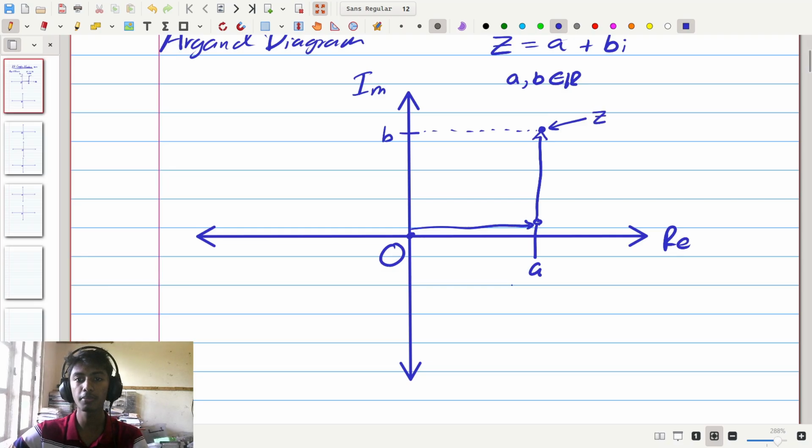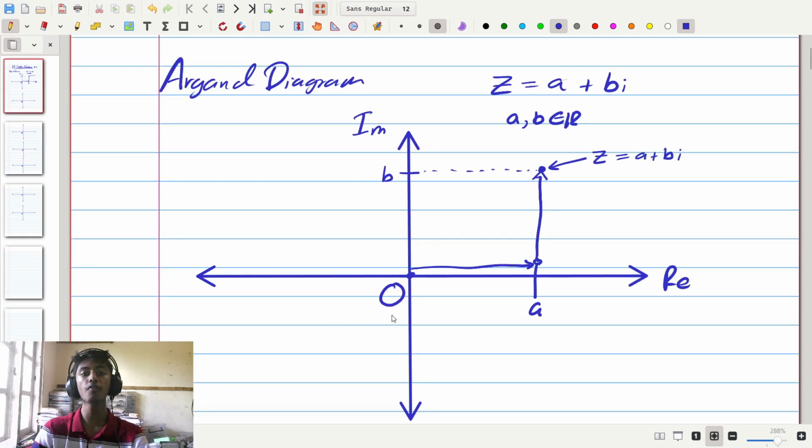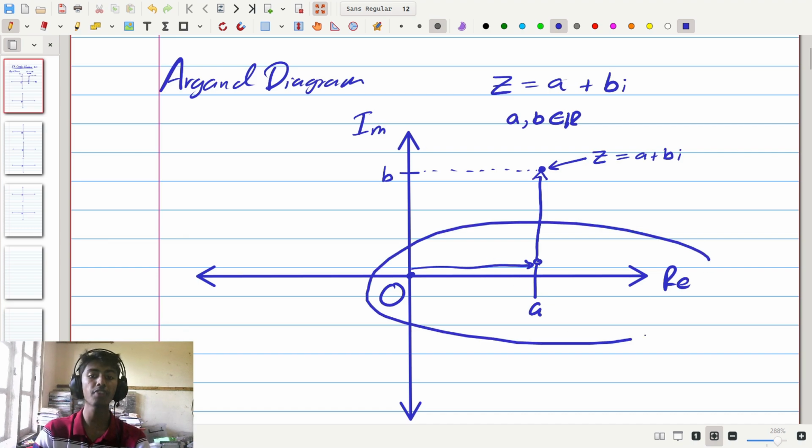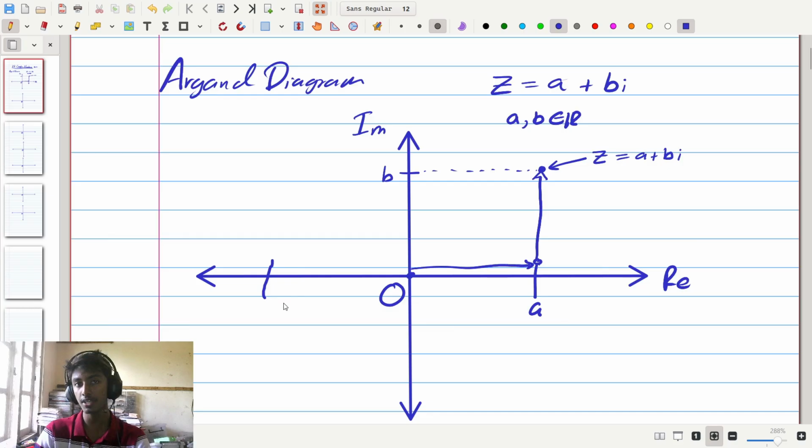So the complex number z, which is equal to a plus bi, can be represented on the Argand diagram by moving a distance of a along the real direction and a distance of b along the imaginary direction. Now of course, if a was negative, then we'd be somewhere over here, and if b was negative, we'd be somewhere over here. But other than that, you can see I represented a general point z, which is a plus bi, using the Argand diagram like this.